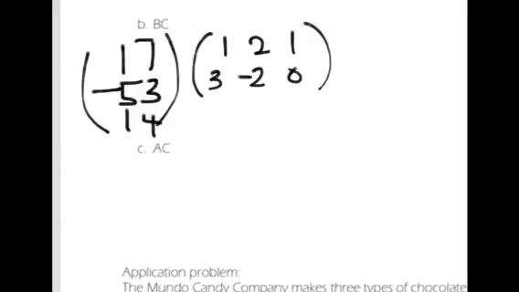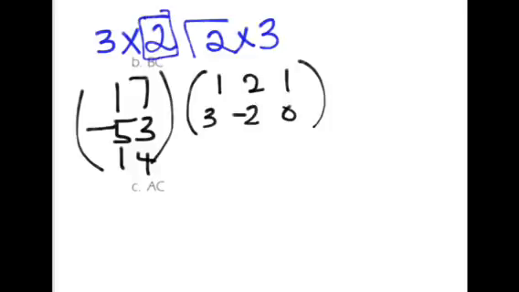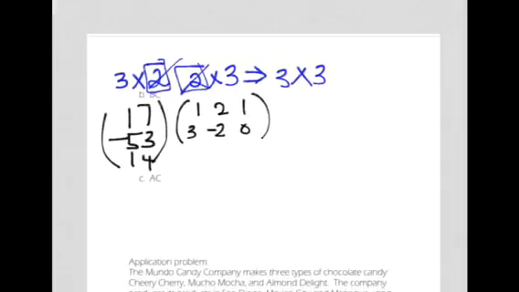It has 3 rows by 2 columns. And this has 2 rows by 3 columns. You check if these match, they do, and you end up with a 3 by 3. Okay, this is going to be fun and enormous.